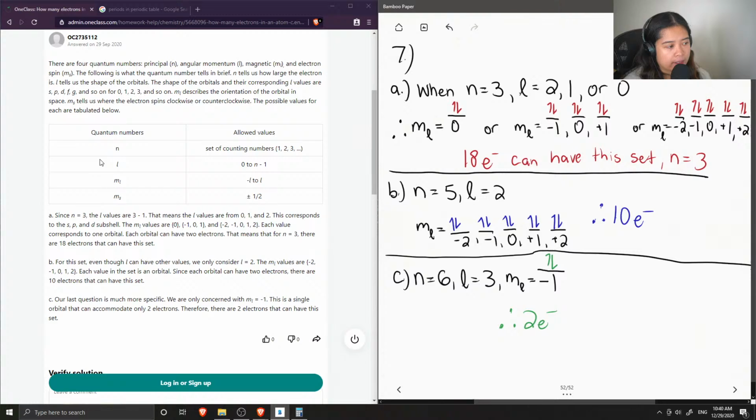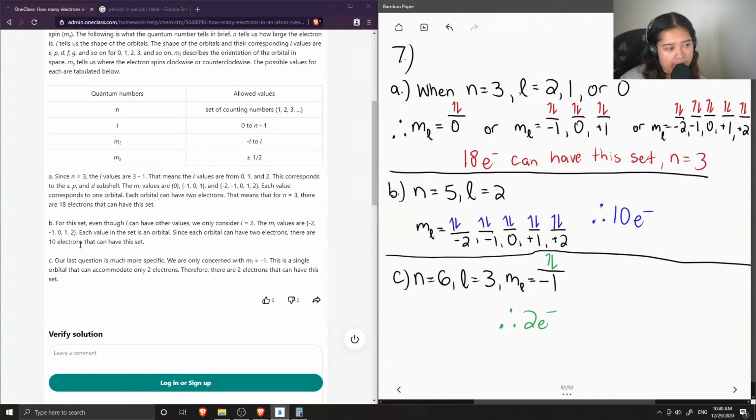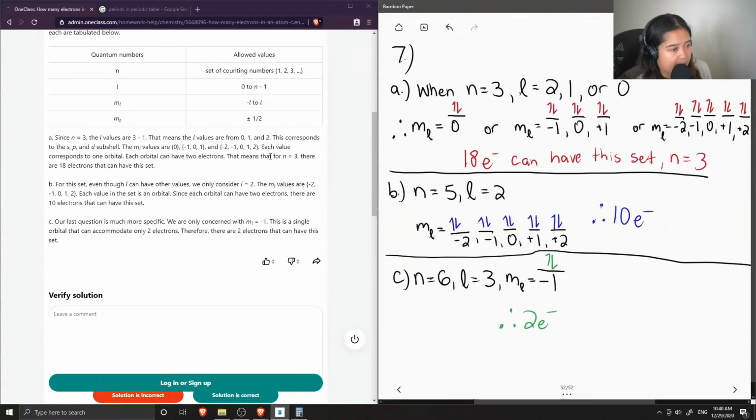Okay, so part A, since n is equal to 3, the L values are 3. I think they mean 3 minus 1. That means that the L values are 0, 1, and 2. This corresponds to the S, P, and D subshell. The ML values are 0; -1, 0, and 1; and -2, -1, 0, 1, and 2. Each value corresponds to 1 orbital. Each orbital can have 2 electrons. That means that for n equals 3, there are 18 electrons that can have this set.